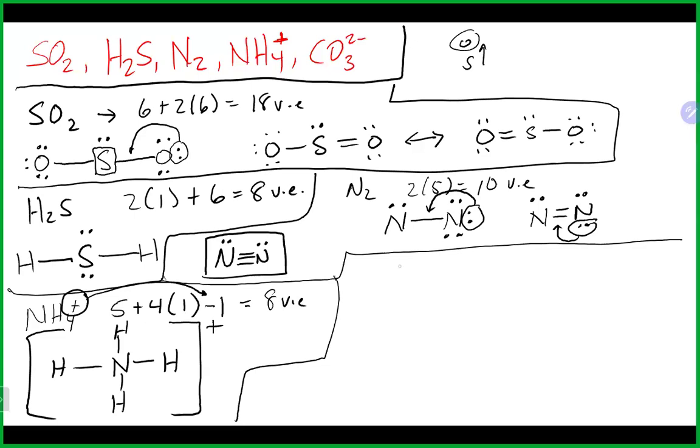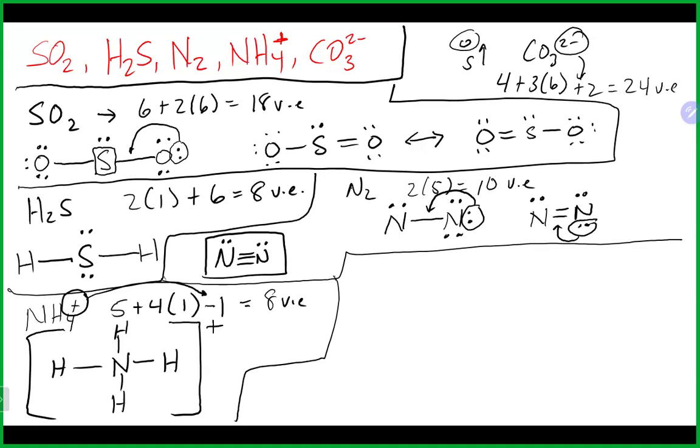Lastly, we got a little CO3 2 minus. So again, that is 4 for the carbon. There are 3 oxygens, each has 6. In this case, we do have a minus 2. So minus means it has gained electrons. 2 is how many it gained. We need to add that in, 18, 20, 24 valence electrons.